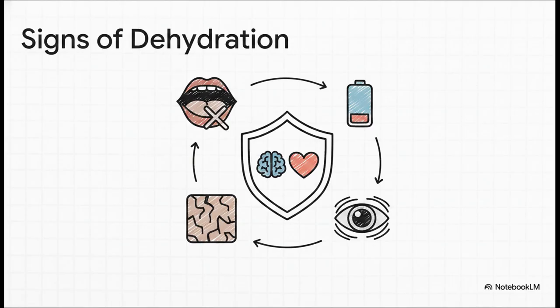I'm drawing some big red exclamation points next to these danger signs of dehydration. We're looking for extreme thirst, totally zapped energy, decreased urination, and dizziness. In severe cases, especially if we're talking about babies or the elderly, you'll see a loss of skin turgor, sunken eyes, or even a sunken fontanelle in infants. We absolutely have to protect the brain and the heart by keeping that fluid inside the body.